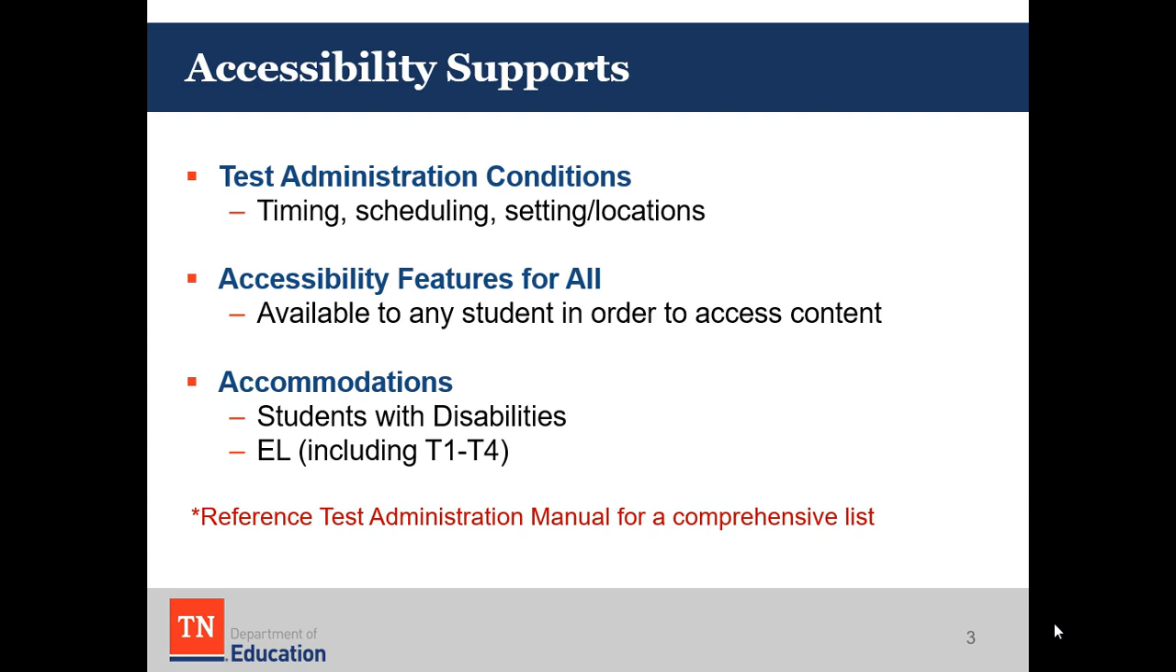Accommodations are reserved for students with disabilities and English learners. An English learner eligible to receive an accommodation includes any English learner who is also in the transition 1 through the transition 4 years. Please reference the Test Administration Manual for a comprehensive list of test administration conditions, accessibility features for all, and a full list of accommodations for students with disabilities and English learners.